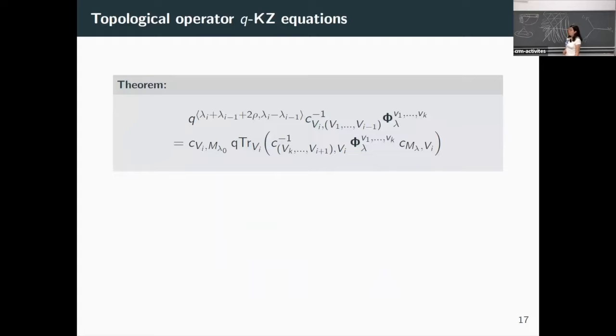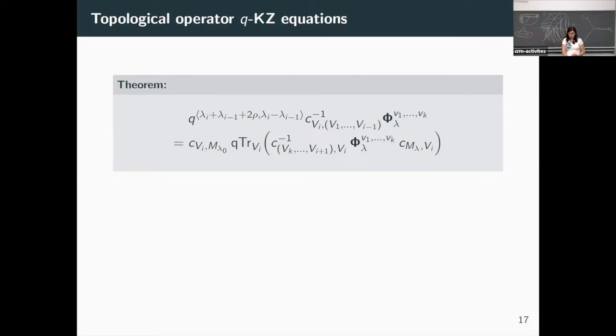And then what one can do with this graphical calculus is, for example, proving what we call topological operator q-KZ equations. So these are equations which tell us that if we take these k-point vertex operators and we take certain gradings, both only on the finite dimensional representations as well as on combinations of finite dimensionals with Verma modules, and we take quantum trace over one of the different representations Vi, this is equal to our k-point vertex operator, again, with some gradings.